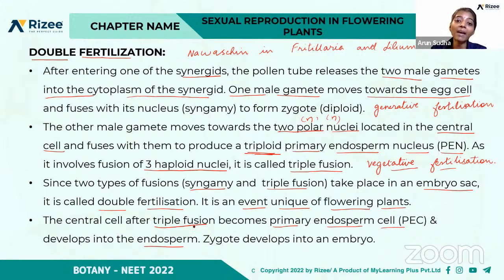This is happening after fertilization, that is, post-fertilization structures. And the zygote develops into what? Embryo, right? The ovule forms the seed, and the ovary forms the fruit. So all these are post-fertilization events or post-fertilization structures. I hope you're clear with this till now, right?